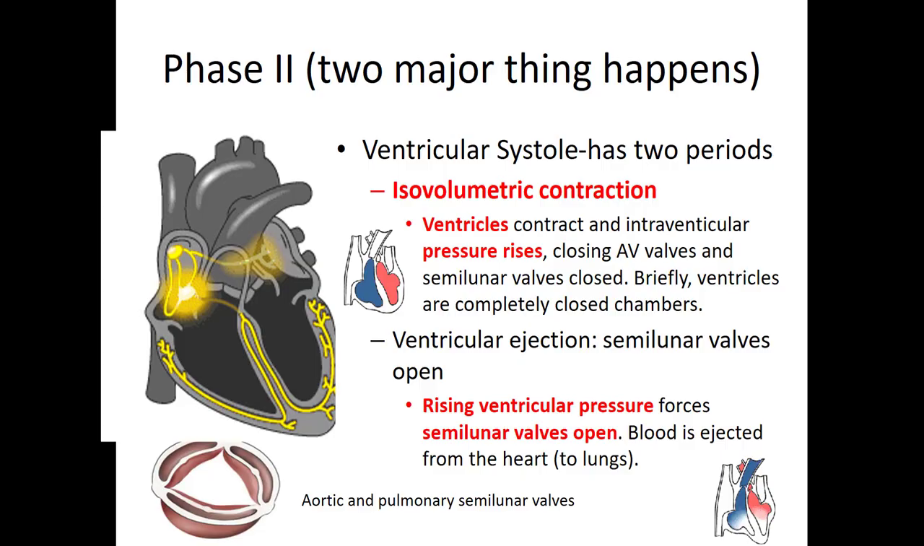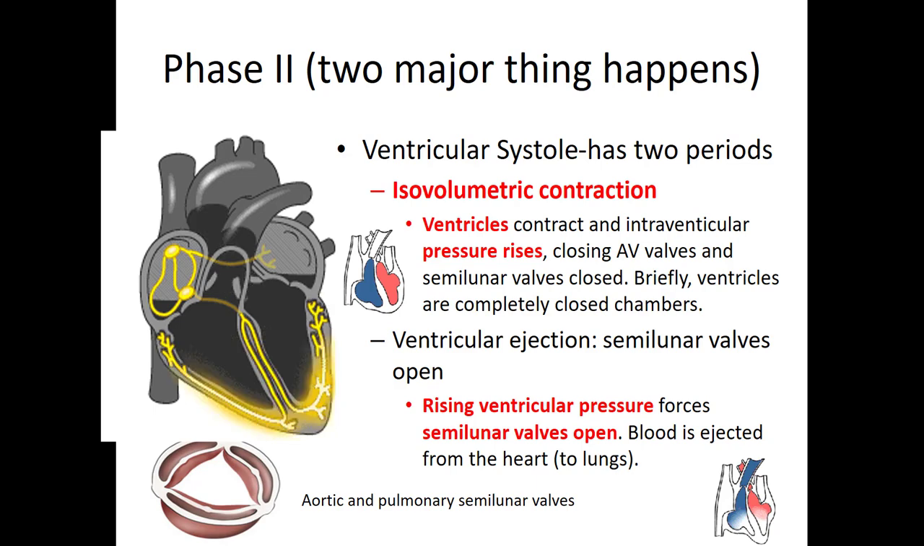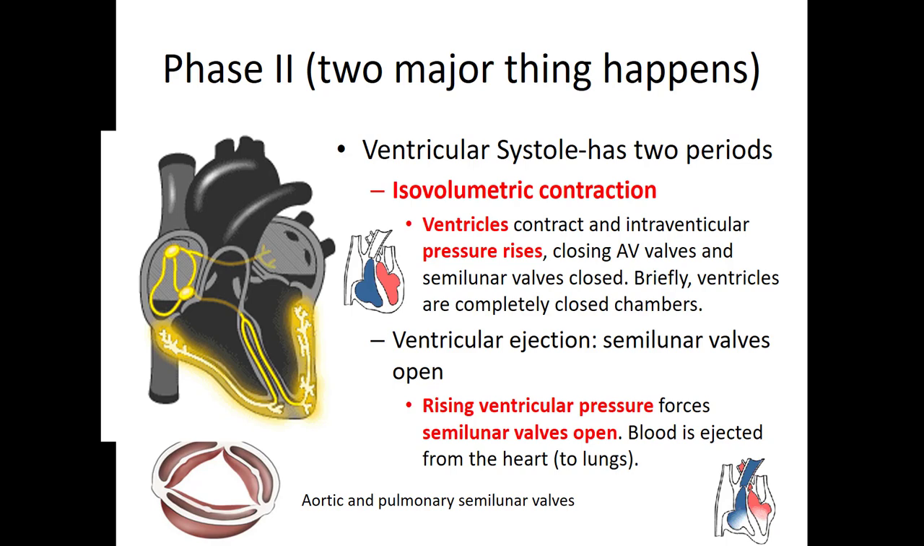Phase 2, there are two major things that happen. First, isovolumetric contraction. The ventricles contract and intraventricular pressure rises, closing the AV valves, and the semilunar valves are already closed. So briefly, the ventricles are completely closed chambers. And then ventricular ejection: the semilunar valves finally open because rising ventricular pressure forces them open. Blood is ejected from the heart and to the lung.